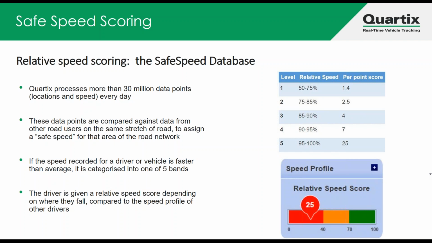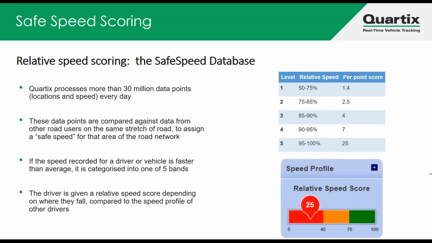Basically, because we process over 30 million data points, locations and speed every day over a number of years, we've collected all of this information and we're able to compare that data for your vehicle against other road users who have used those stretches of roads. So we're able to deem what a safe speed is for that road. If, for instance, the majority of road users go at a certain speed or below a certain speed and your driver is above that, then we consider that driver to be at risk as he's deviating from the normal speed for that particular road.